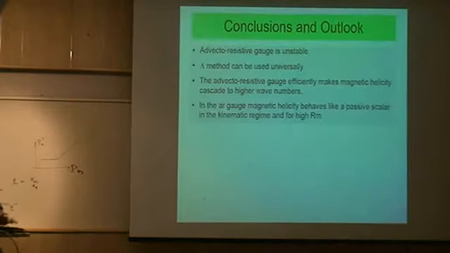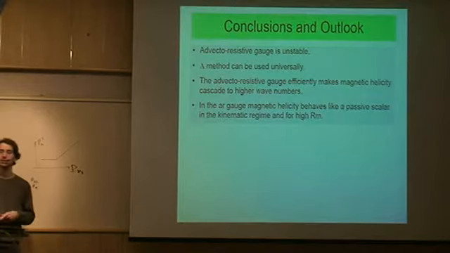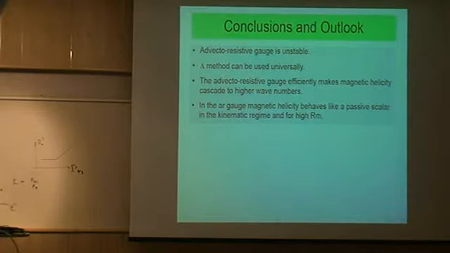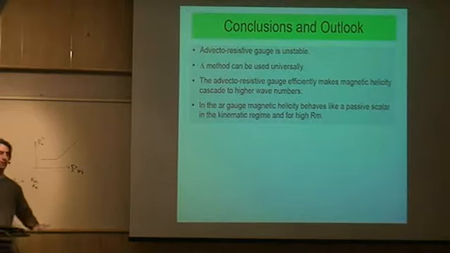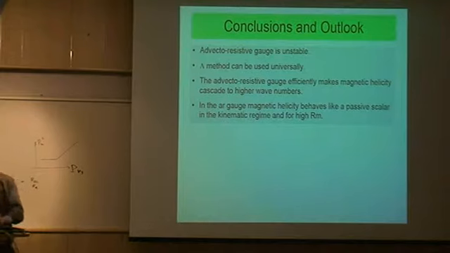Okay, now conclusions. I showed that we can apply the lambda method to compute gauge-dependent quantities in a gauge which is numerically not stable. And I also showed that the vector resistive gauge is able to transport magnetic helicity to small length scales. And well, that's it, thanks.